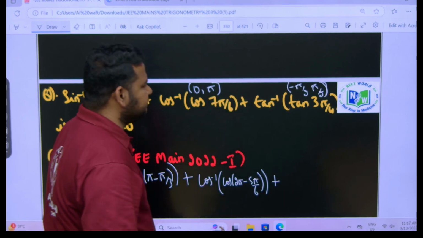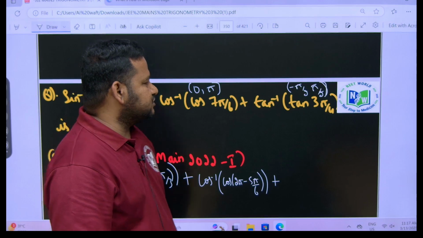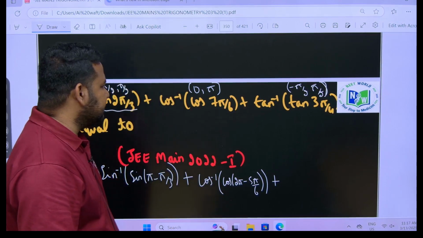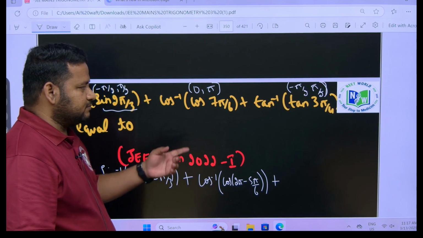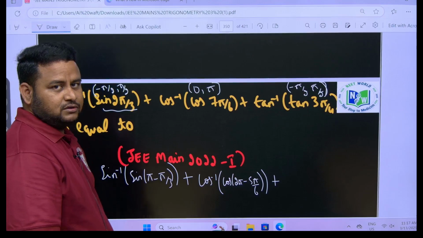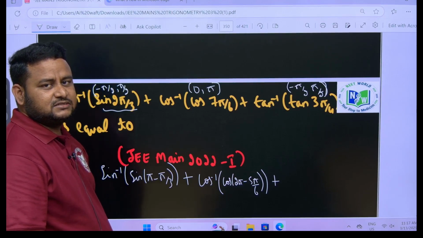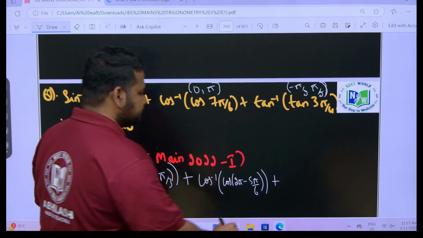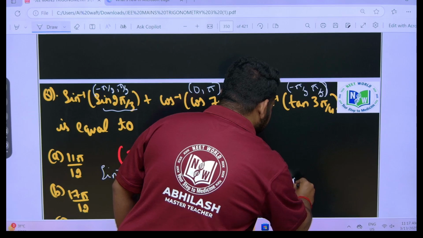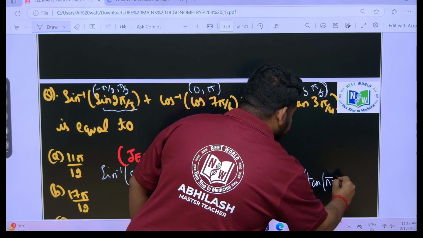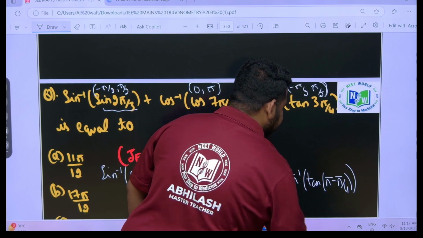Next, tan inverse of tan 3 pi by 4. What can I write? That is 135 degrees. I can write it as tan inverse of tan of pi minus pi by 4.